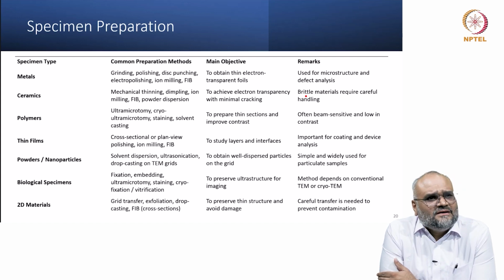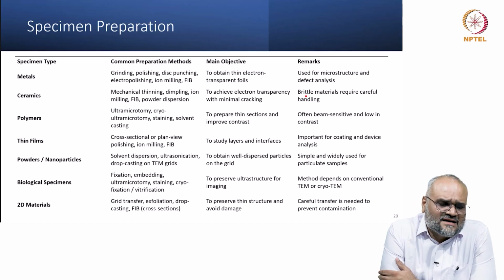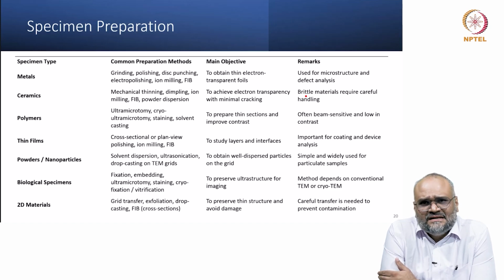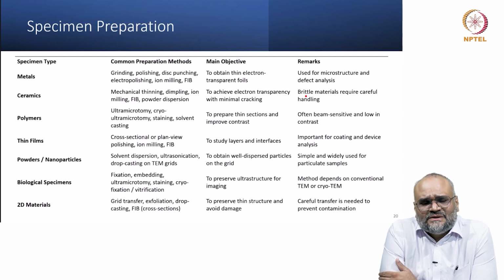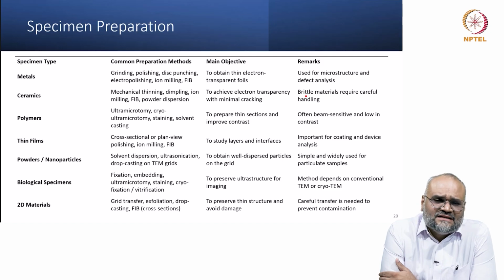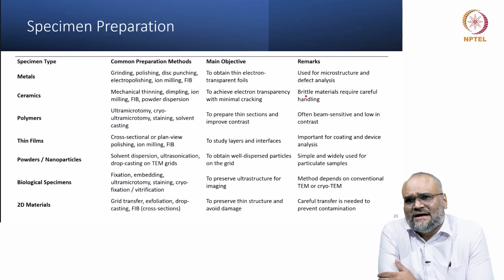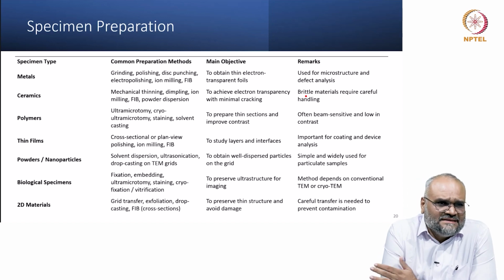If you think about powders or nanoparticles, you can use classical solvent dispersion, ultrasonication and drop casting on TEM grids. And most importantly, you want to have a good density of the particles on the grid. You don't want it too high nor too low. And more importantly, the medium that you use for suspension should not interfere with the illumination conditions of the microscope. That is, you do not want a hydrocarbon layer being deposited on top of the surface. It is an extremely simple and widely used methodology for particulate samples.